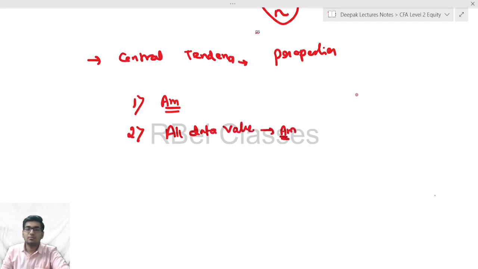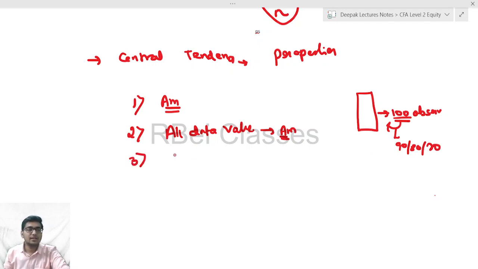What is the meaning of this point number two? Suppose you have 100 observations, and you are calculating the mean. So they are saying that you should use all 100. Okay, you cannot use 90 or 80 or 70 observations while calculating the mean. Clear? Write down number three. A data set has only one arithmetic mean.